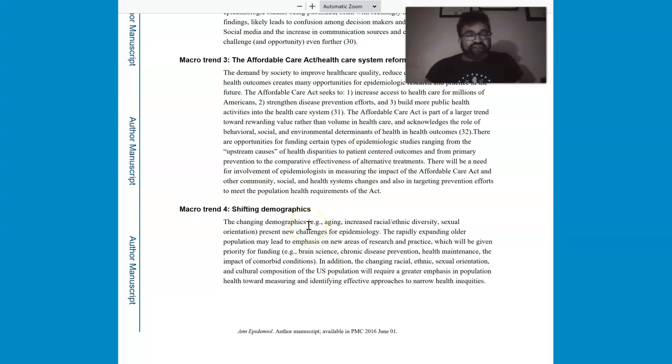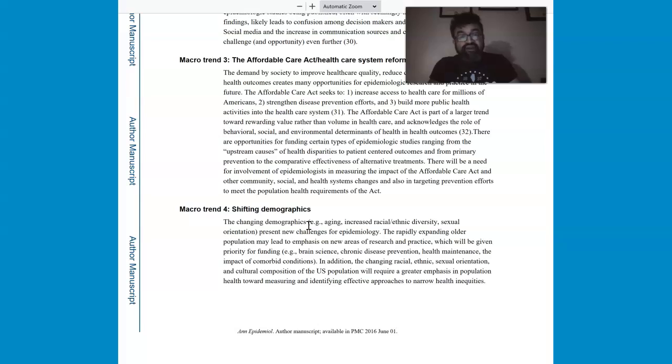So macro trend number 4 is shifting demographics. And in epidemiology, we're always thinking about shifting demographics, the aging population, increased racial and ethnic diversity. Part of these changing demographics is understanding the ramifications of what that means.